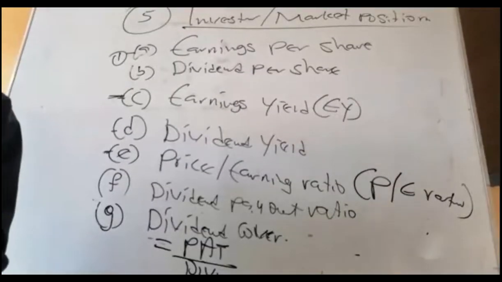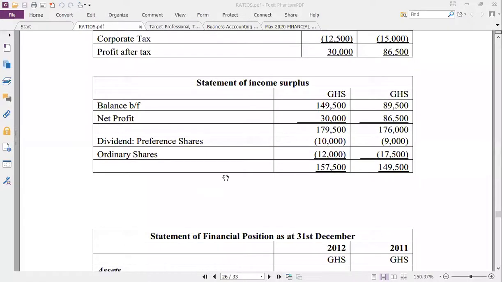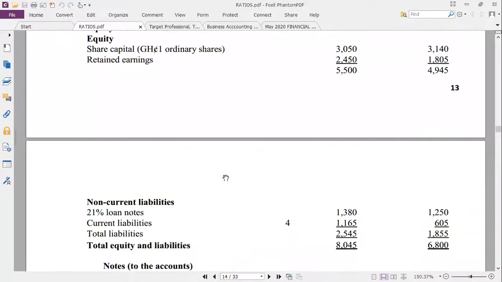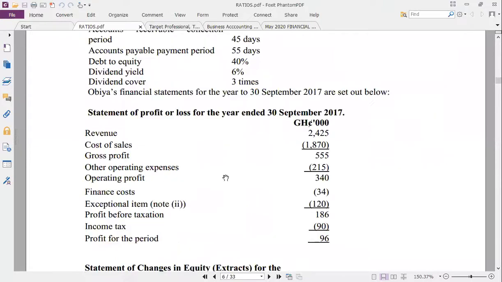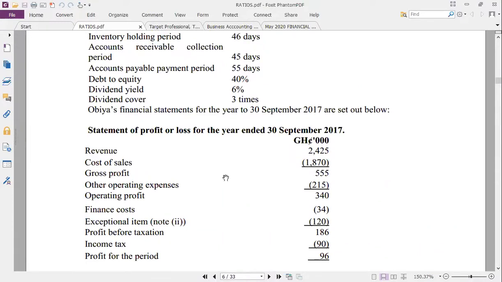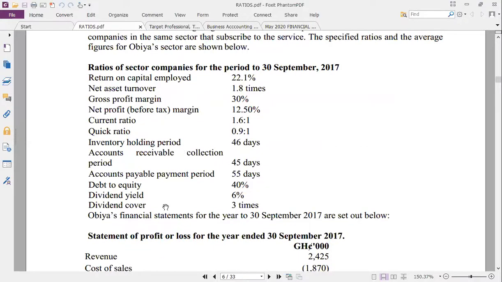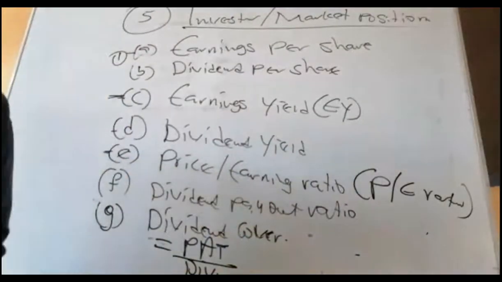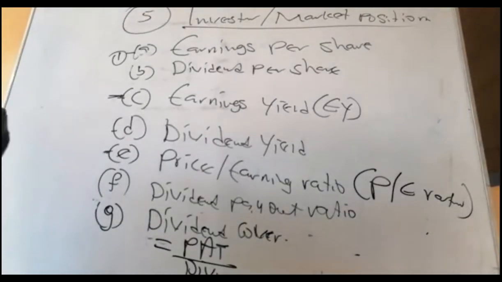I think I will use Obia. So I will use the question called Obia, and that's question one. So let's go back to Obia, and I will use Obia to do the calculation. Where is Obia? Okay, so Obia is here. We are calculating all the investor or market position ratios. I am not going to go by what they have here. We are going to do our own calculation for all the 7 that I wrote on the board, from that particular question, because now we are learning how to do the calculation. Right after this, we start the interpretation, and that's the end of ratios.